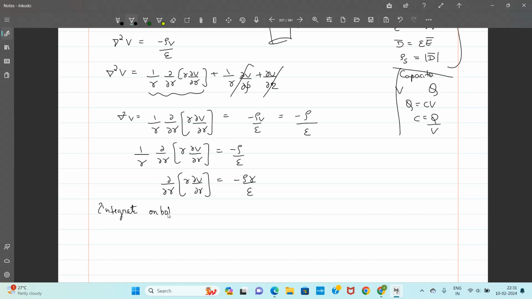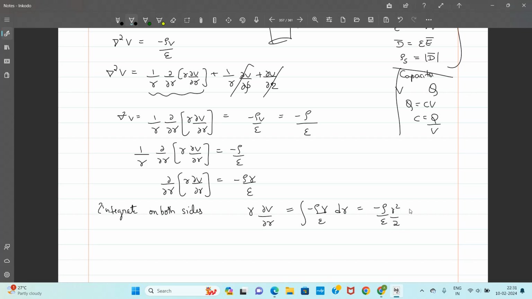To eliminate the differentiation, you have to integrate on both sides. After the integration, this dou r gets cancelled, so I'll be having r dou v by dou r. Only this term remains. And integration of minus rho into r by epsilon with respect to dr. Rho by epsilon is constant here, and integration of r is r square by 2.